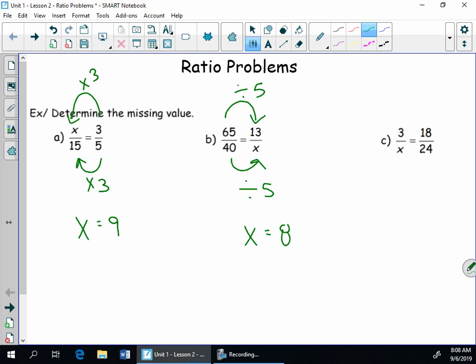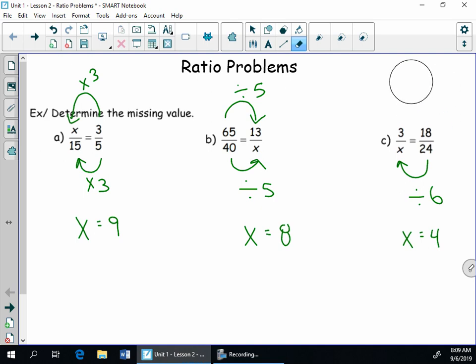And I try the last one. I want to turn 3 over something into 18 over 24. I need to turn a 3 into an 18. In mental math, I can times this one by 6. That'll work. If I want to figure out the x, however, I've got to turn the 24 back into the x. Notice that my arrows are pointing opposite directions. So I'm going to do the opposite operation. I'm going to divide by 6. Here, x is 4.